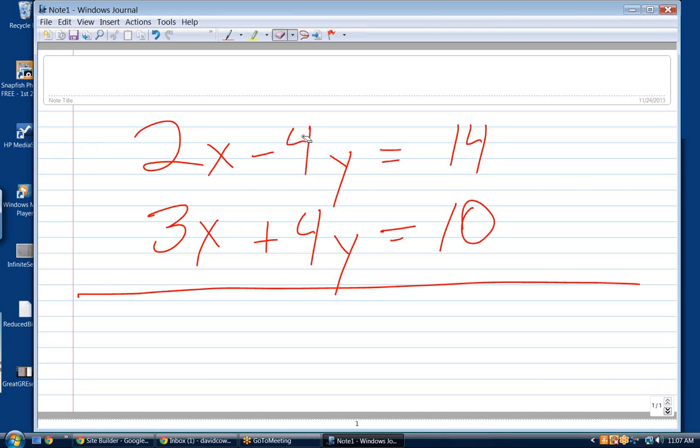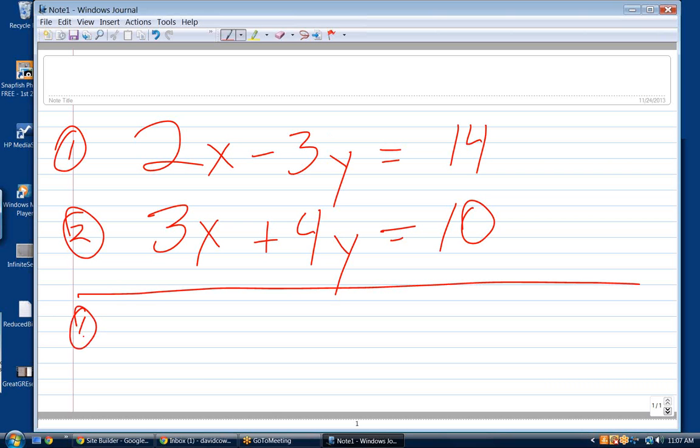Okay. Let's go back for a moment and change that back to 3. Now, not so easy to eliminate a variable. However, if I want to call this equation 1 and this equation 2, if I multiplied the top equation by 4 and the bottom equation by 3, I would end up with minus 12y here and plus 12y there.